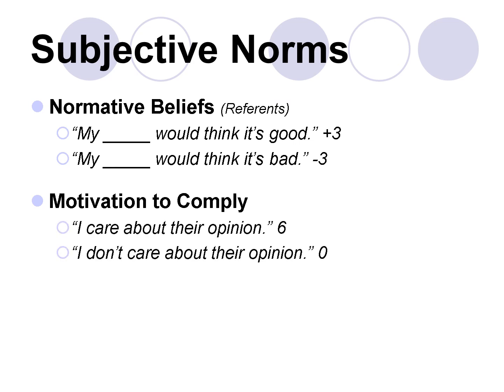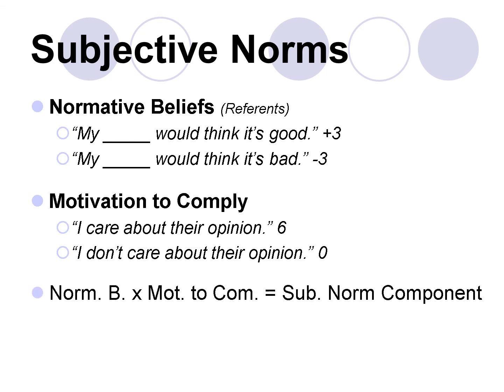And so here it is, basically, I care about their opinion, you give them a 6, versus I don't care about their opinion, that'd be a 0. And just like with attitudes, we're going to multiply these two scores. So we're going to multiply normative beliefs by the motivation to comply, and that'd be a subjective norm component.